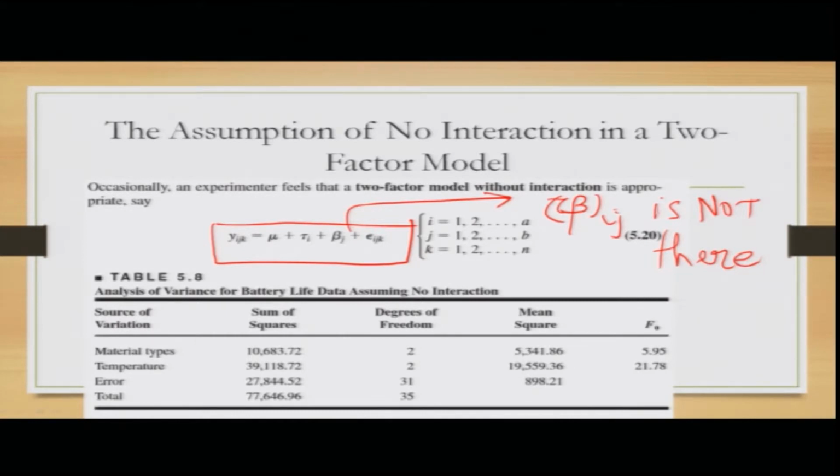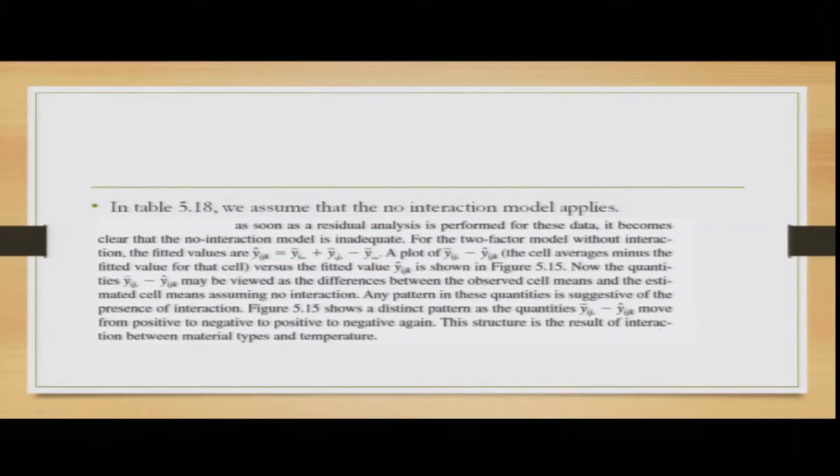So, there would be material types, which is A's effects, and temperature effects, which is B's. There is no combination of material and temperature, so the third so called row is missing. There would be errors and there would be a total. If you add these three values, they should add up to the total. Degrees of freedom we know. The mean square we found using the sum of squares and the degrees of freedom, and the F values will be given, and you can either reject or accept the null hypothesis. So, in the following table we assume that no interaction is there.